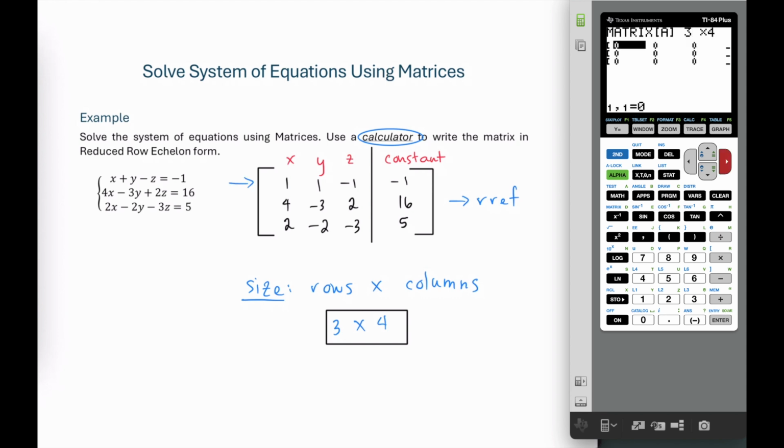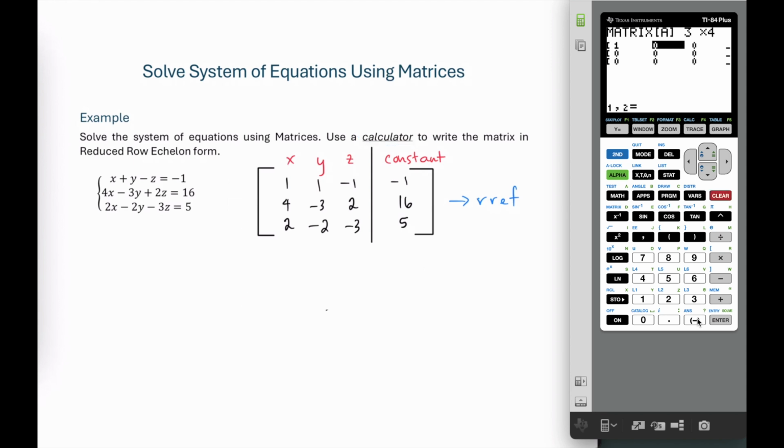Then we input the first row, and then the second and the third rows following right behind that. So we have 1, 1, -1, and then -1 again, completing that first row. In the second row, we have 4, -3, 2, and 16. In the third row, we have 2, -2, -3, and 5.